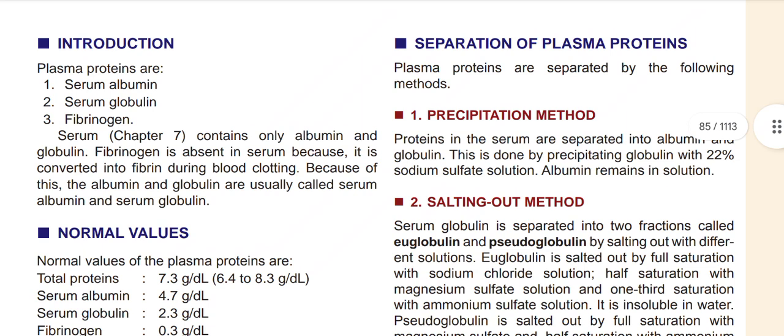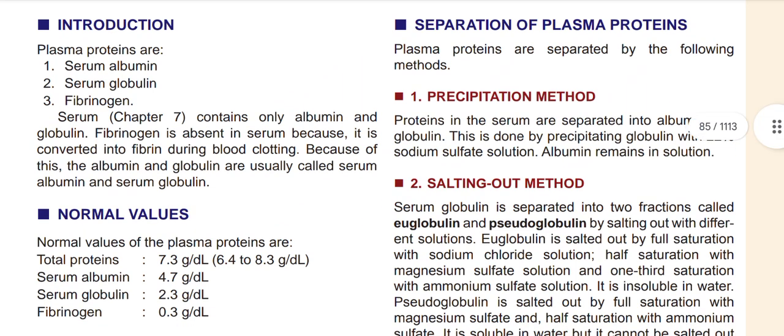What are the normal values? Total protein level is 7.3 gram per dl in our blood, but it may range between 6.4 to 8.3 gram per dl. And the quantity of serum albumin is 4.7 gram per dl, globulin is 2.3 gram per dl, and fibrinogen is 0.3 gram per dl.